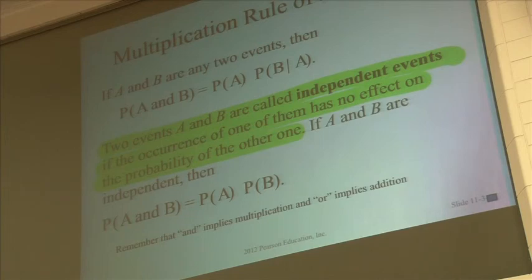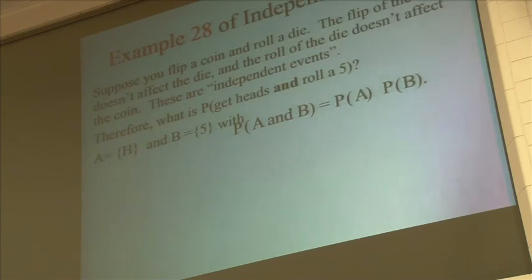If 2 events are independent, then the probability of both things happening is just the probability of the first times the probability of the second, instead of that weirdness that we saw on the previous slide. We like independent events. Calculating the probability is a lot easier. Here's an example. Flipping a coin and rolling a die. Flipping a coin has no effect on what's going to happen when you roll the die. They are independent.